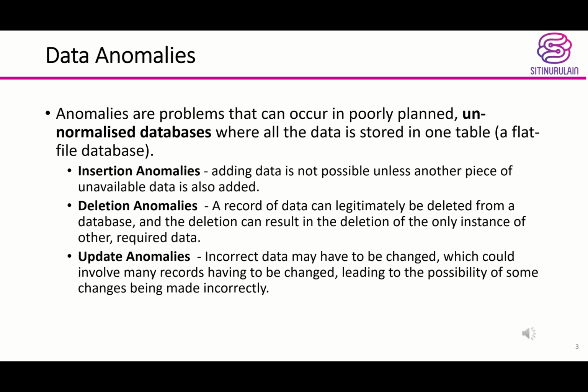In insertion anomalies, adding data is not possible unless another piece of unavailable data is also added. In deletion anomalies, a record of data can legitimately be deleted from a database, and the deletion can result in the deletion of the only instance of other, required data. In update anomalies, incorrect data may have to be changed, which could involve many records having to be changed, leading to the possibility of some changes being made incorrectly.